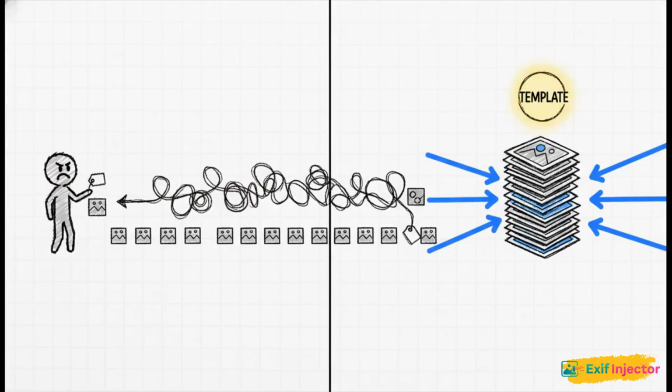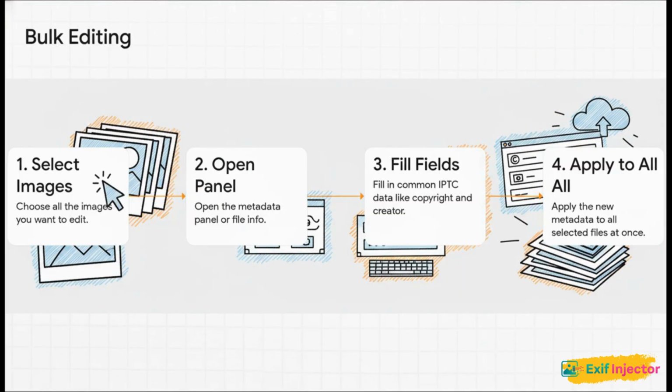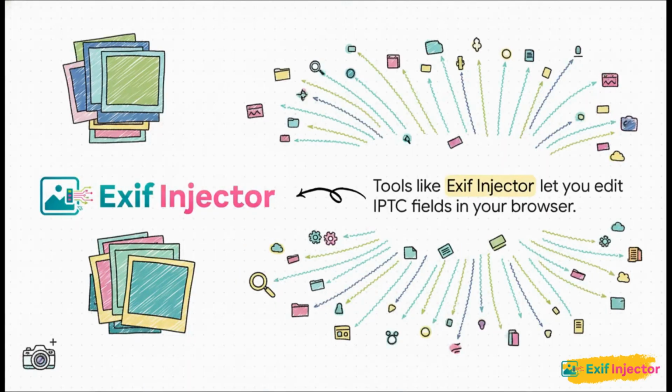All right, I get it. This sounds like a ton of work, right? But the key is to not do it one by one. The trick is to edit in bulk. Just select all your images, fill in the common info, and apply it to everything. There are even browser tools that do this. It makes managing your work so much faster, no matter how many photos you have.